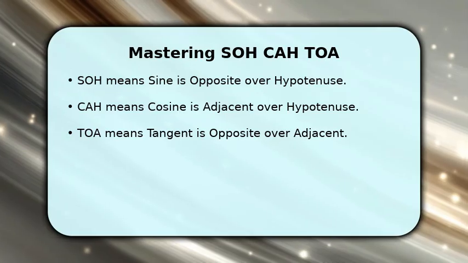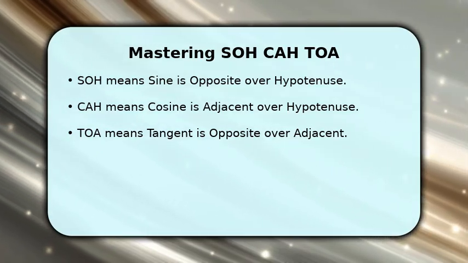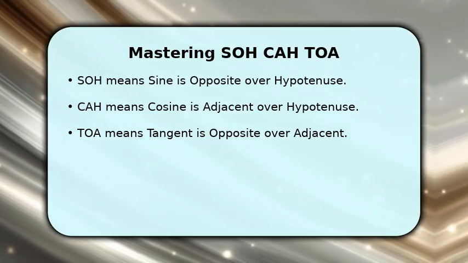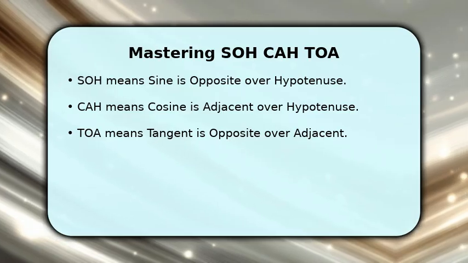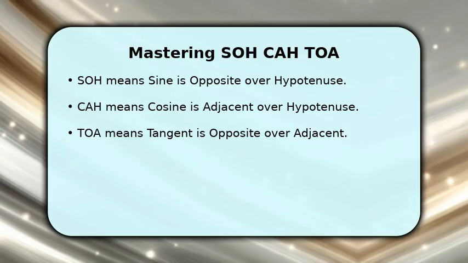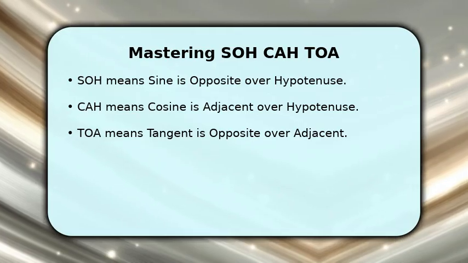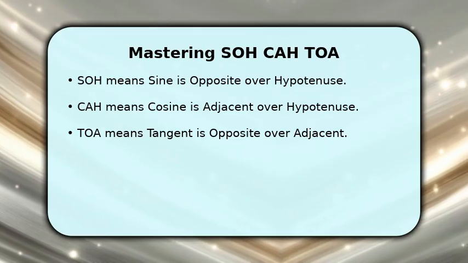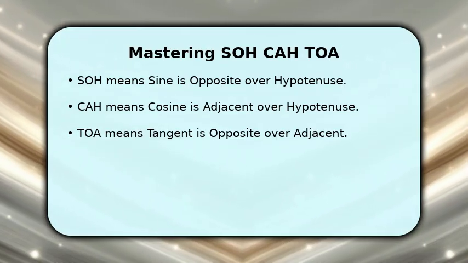Next, we'll dive into the most crucial mnemonic for beginners, SOH CAH TOA. This simple phrase unlocks the three primary trigonometric ratios. SOH tells us that sine is the length of the opposite side divided by the hypotenuse. CAH explains that cosine is the adjacent side divided by the hypotenuse. Finally, TOA reveals that tangent is the opposite side divided by the adjacent side. Mastering these three ratios is your first big step.